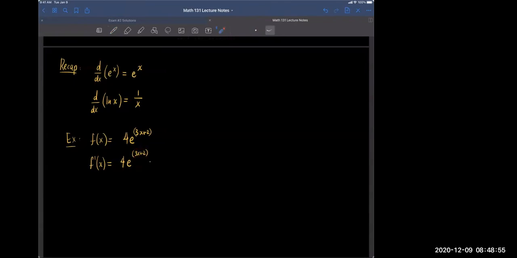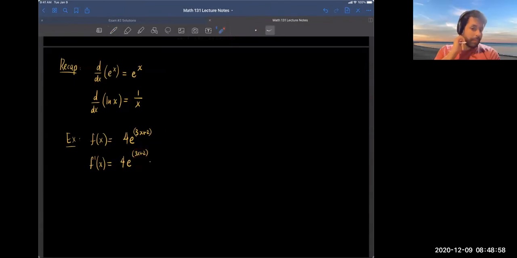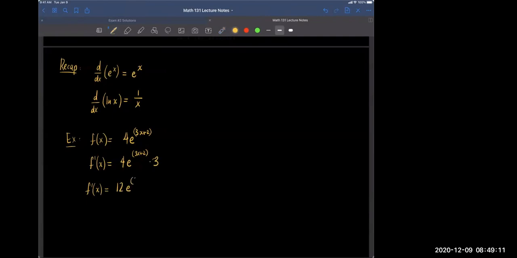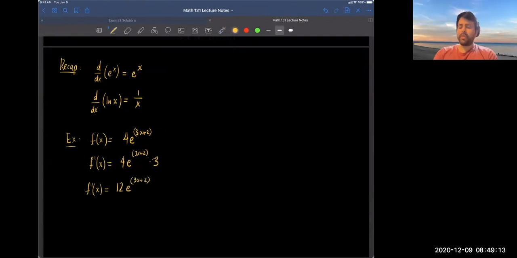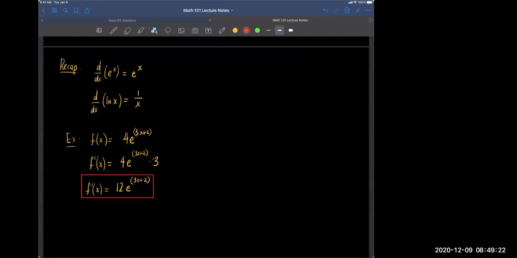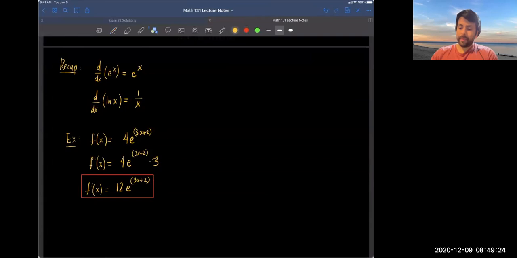So what's the derivative of 3x plus 2? 3. So I multiply by 3. And so my final answer for my derivative is 12e raised to the 3x plus 2, because I multiply 4 and the 3. And that would be my final answer. It's not too bad. Hopefully not. But again, if you have any questions, just let me know.